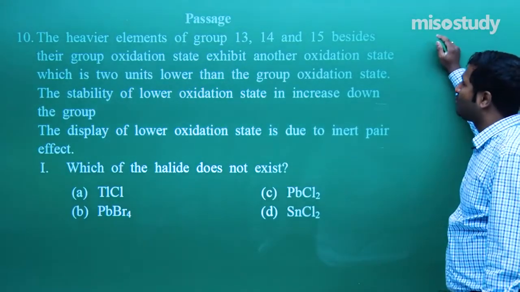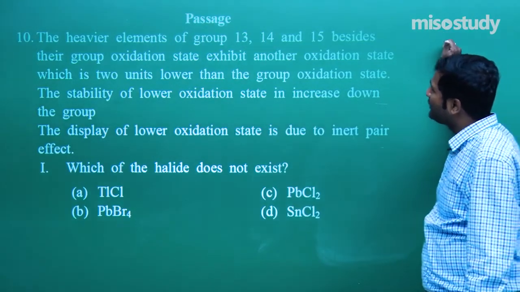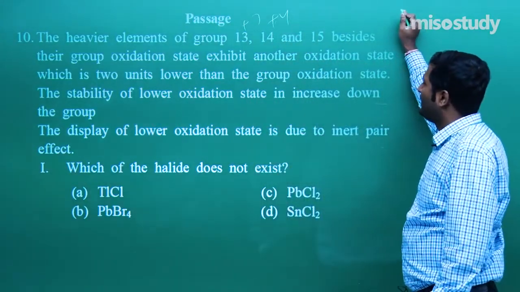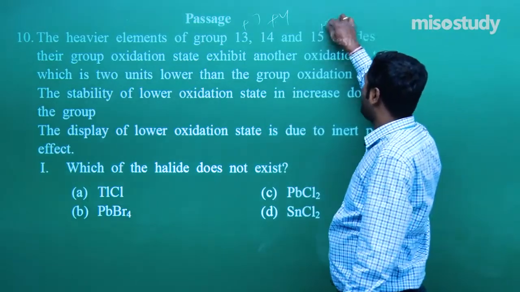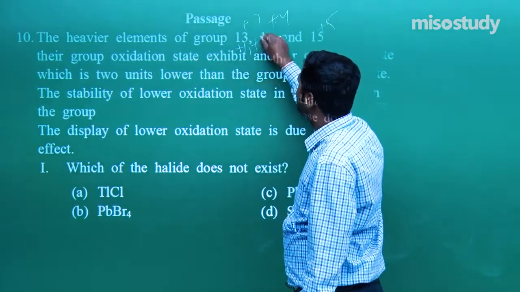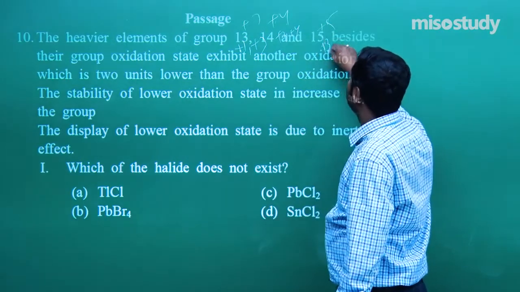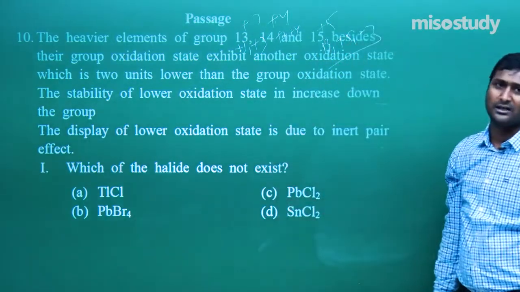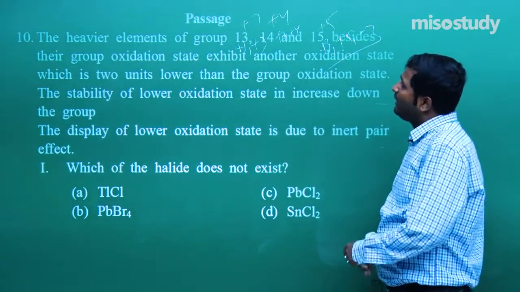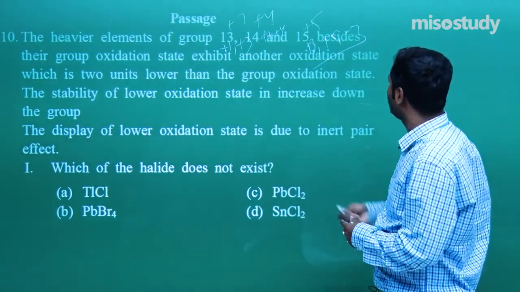The heavier elements of group 13, group 14 and group 15. Okay, beside their group oxidation state, group 13 the common oxidation state is +3, group 14 the common oxidation state is +4, and group 15 the common oxidation state is +5. But here is the change. Group 13 has common oxidation states +1 and +3. Here +4 generally, +2 and +4. Here +3, +5, and sometimes that is -3. And it ranges from -3 to +5. Clear to you? Now, another oxidation state which is 2 units lower than the group, as I told you, 2 units lower than +5, +3.